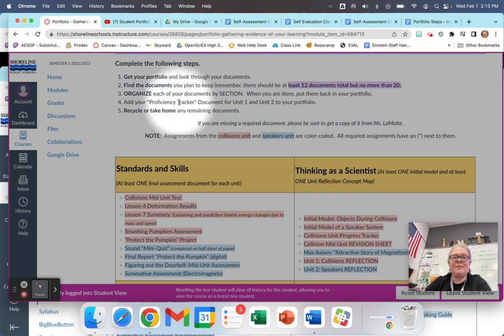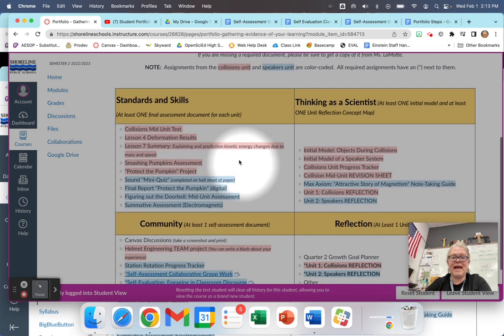You also want to add the proficiency tracker that we did on day 1 or our first step of our portfolio, and you can just add that to the front or the back of your portfolio. Finally, you can recycle or take home any of the documents that you are not going to be using as evidence for your proficiency in science in semester 1.